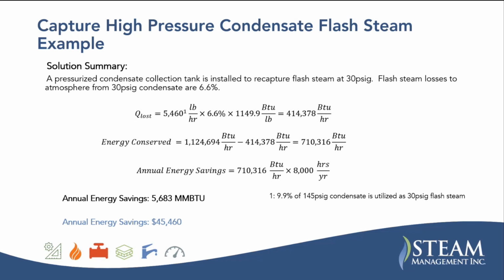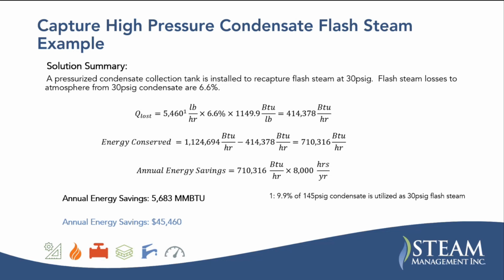Then your solution is you implement a flash steam recovery tank at 30 pounds. Basically that tank flashes less, right? So it's going to have 6.6% flash. Once it leaves that 30 pound tank and goes to atmosphere, it's going to be 6.6% flash steam instead of the 16 and change percent flash steam that we had on the previous slide. So you're going to calculate your new losses.